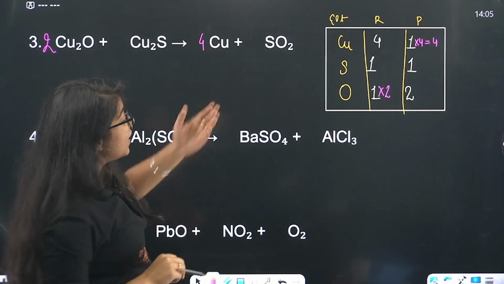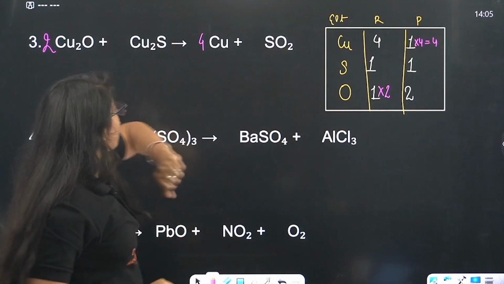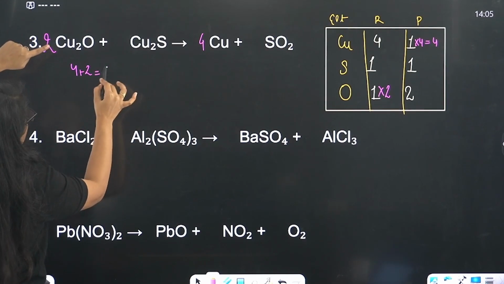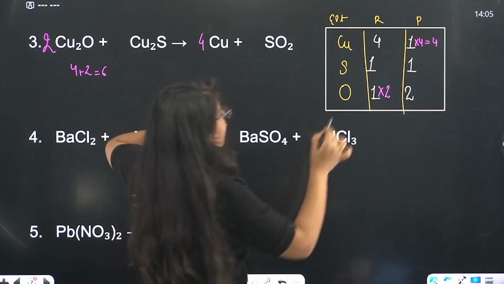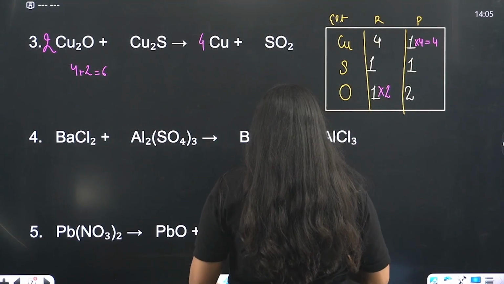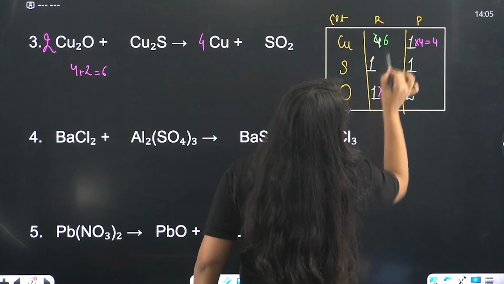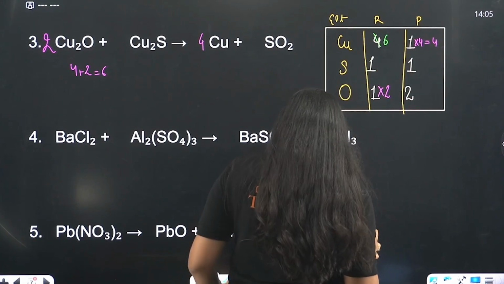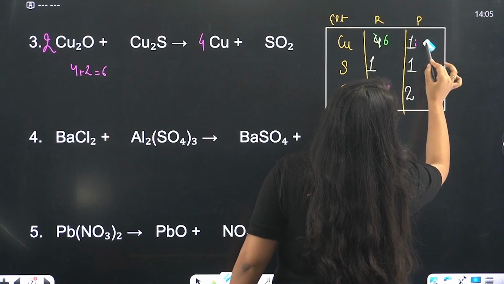No, ma'am. In trying to balance oxygen, we unbalanced copper. Now we have 2 into 2, 4 plus 2. We have 6 copper on the reactant side now. Now I won't multiply this with 4. I will just multiply this with 6 instead.